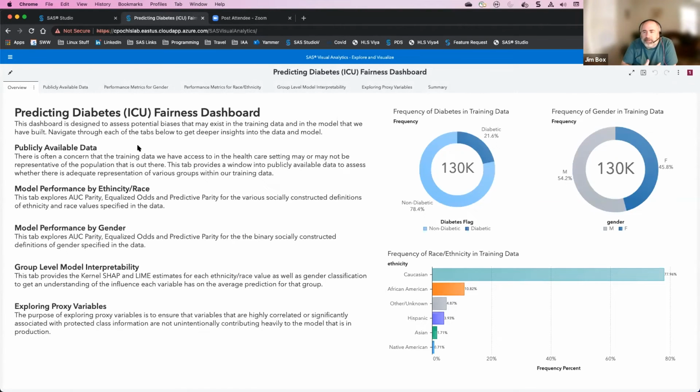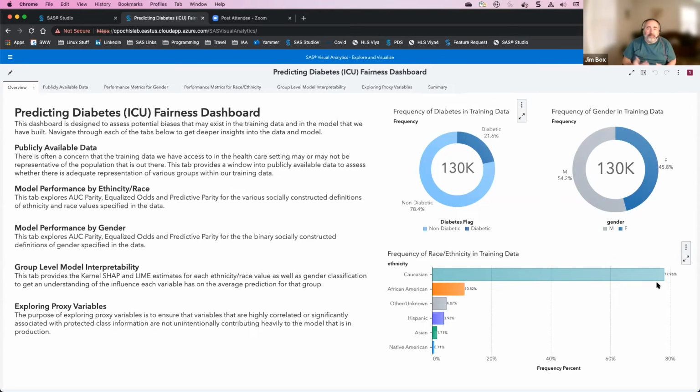So one of the first things we want to do: I have about 130,000 people in the data set that I trained this on. I had about 54% men, 45% women. About 21% of the people that I trained this model on were actually diabetic. And you can see that it was mostly white people that I looked at.